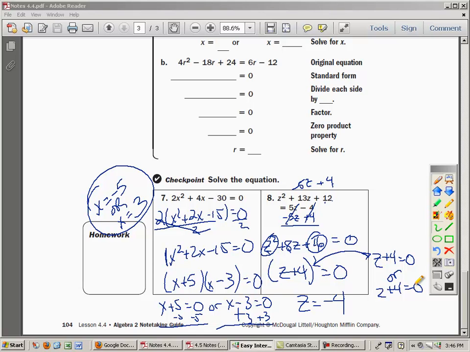Now, do not lose sight of the fact that if I were to plug negative 4 back into this original equation, it would be true. If I plug negative 5 into this original equation, it would be true. The same thing with 3. It would be true. Make sure you plug in negative 5 in both cases. Plug in the 3 in both cases.